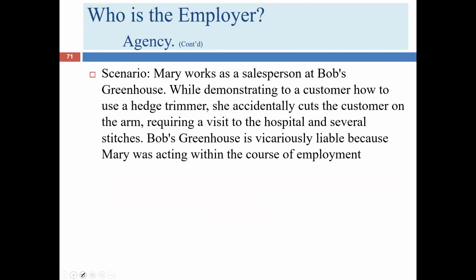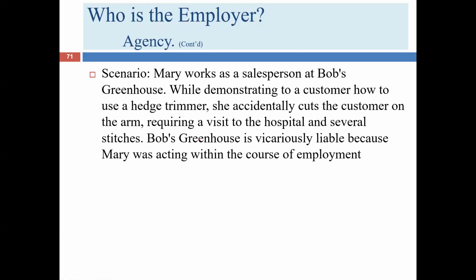Mary works as a salesperson at a greenhouse. While demonstrating to a customer how to use a hedge trimmer, she accidentally cuts the customer in the arm, requiring a visit to the hospital and several stitches. Under those circumstances, Mary is obviously liable for her own actions. Mary will always be liable for the stuff she does, obviously. But you know what? Her employer is also liable under the theory of vicarious liability, and more specifically, the theory of respondeat superior. So the customer can sue both Mary and Bob's greenhouse.